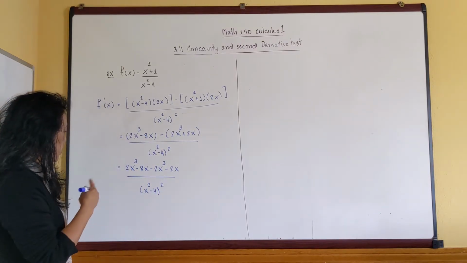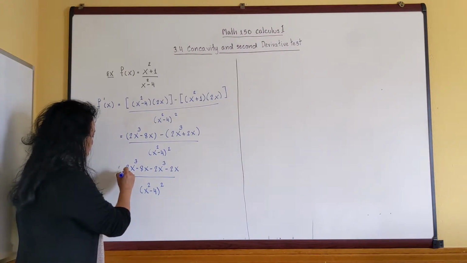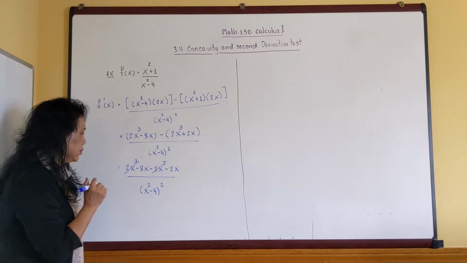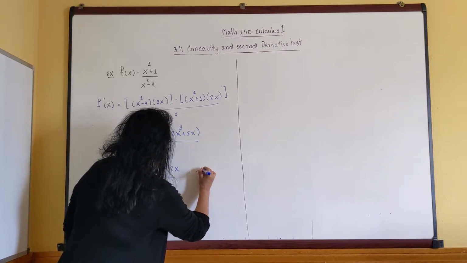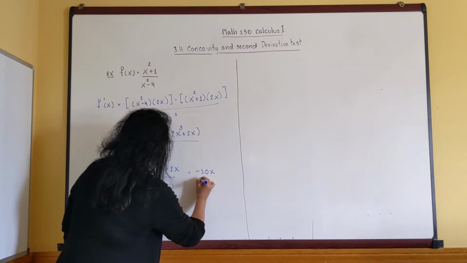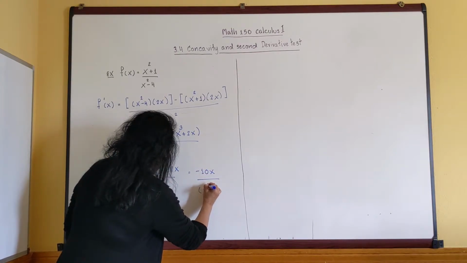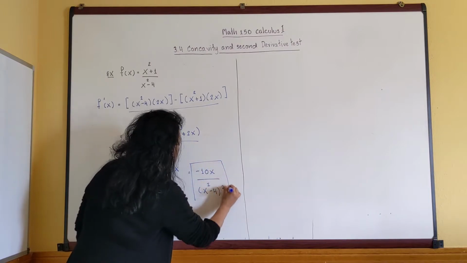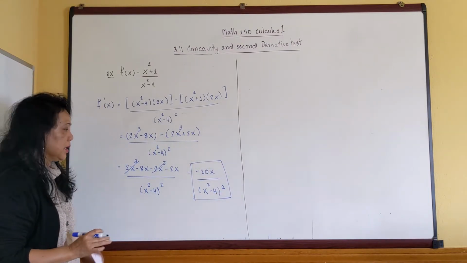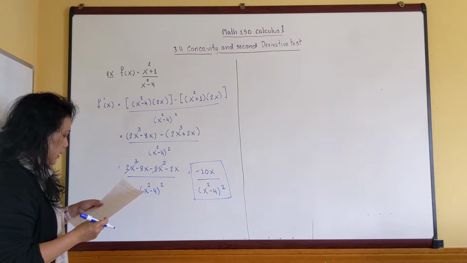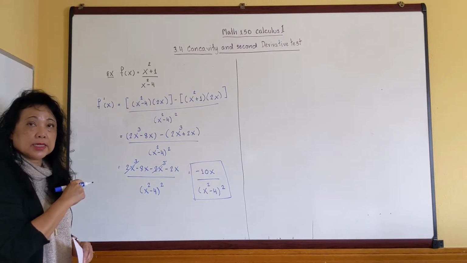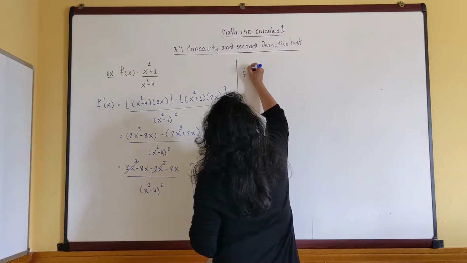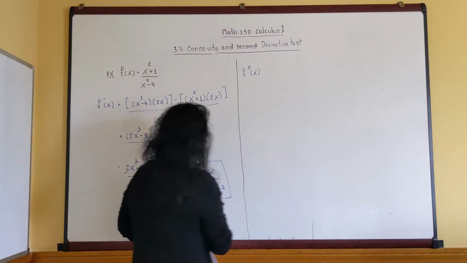Alright, next step I'm going to simplify this. So the 2x cubed minus 2x cubed reduces. Then I have negative 10x over x squared minus 4 quantity squared. So that is my first derivative. Alright. Next step I'm going to take the second derivative of this.